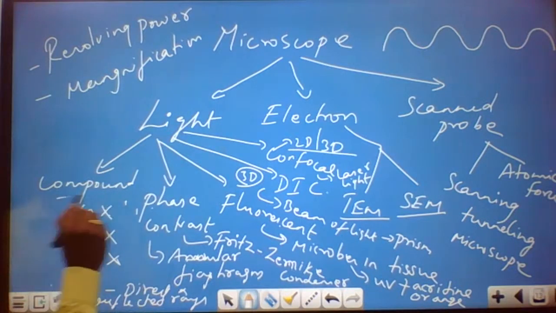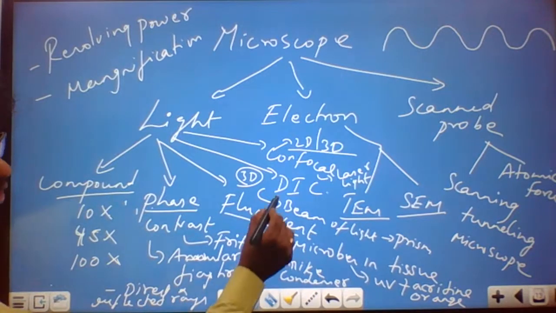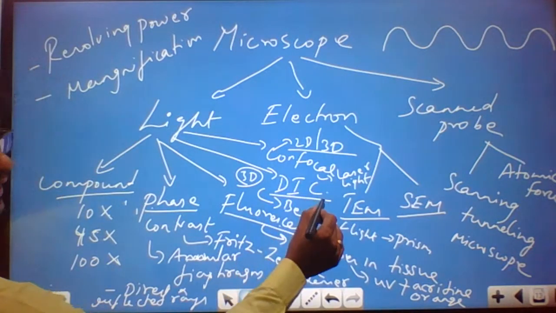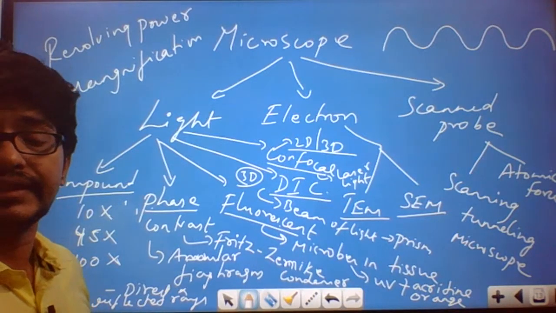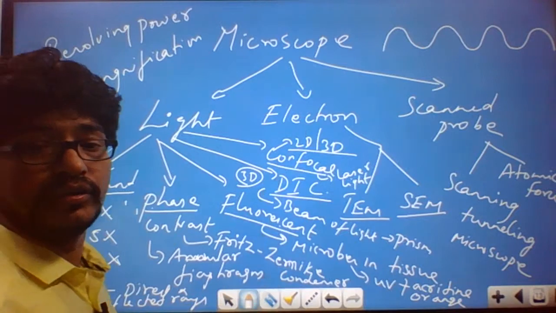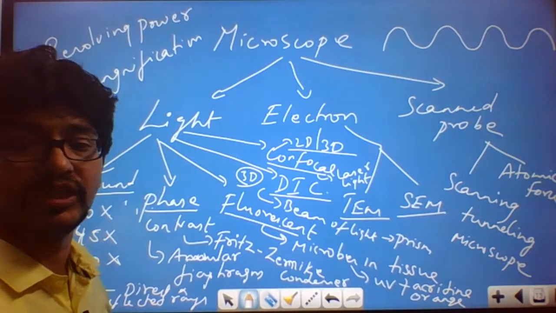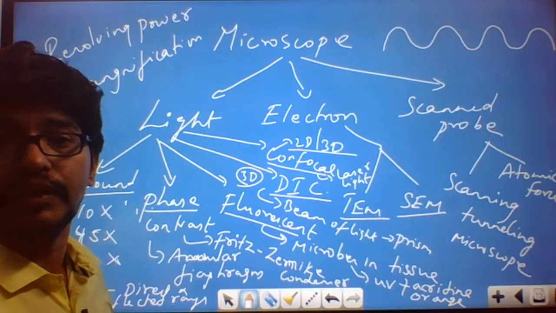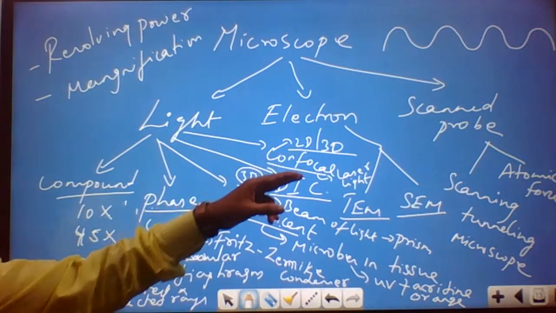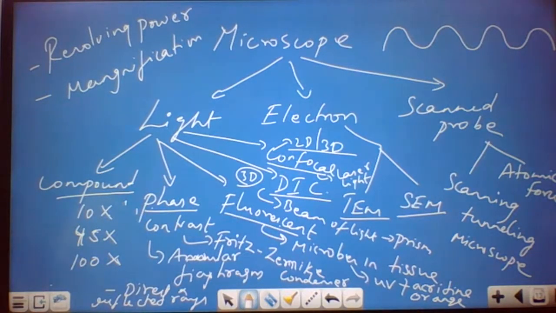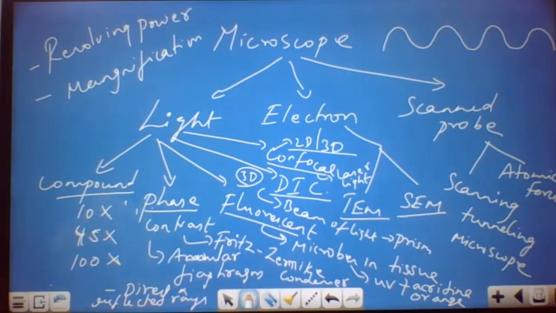So we have the light microscope, compound microscope, phase contrast microscope, fluorescent microscope, and differential interference contrast microscope. Then we discussed the confocal microscope. In the last slide, we discussed the electron microscope, where the magnification is 1,000 to 10,000 times or more. That is the transmission electron microscope and the scanning electron microscope. At last, we have the scan probe microscope, where we discussed the scanning tunneling microscope and the atomic force microscope.